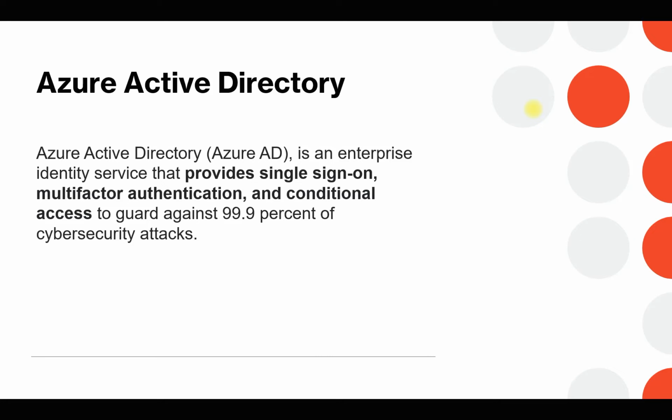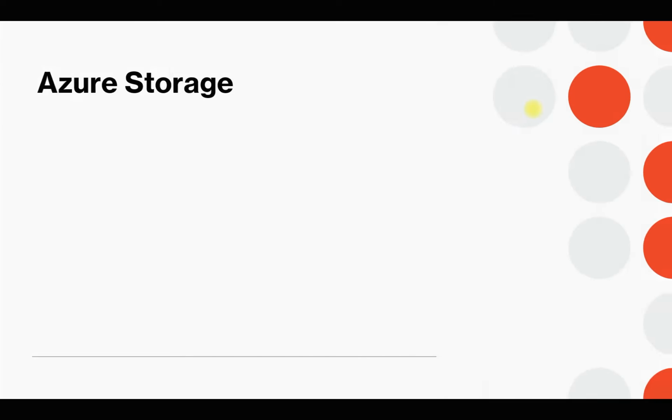So we use Azure Active Directory to manage our IAM, that is identity and access management. Active Directory provides a centralized way to manage our identity and access, and it makes it easier to secure our resources. Now I'll talk about the next service, that is Azure Storage.